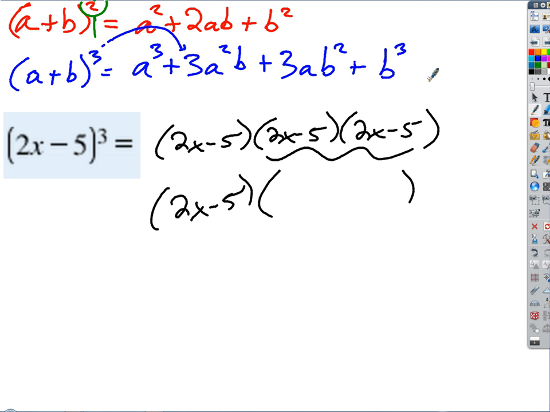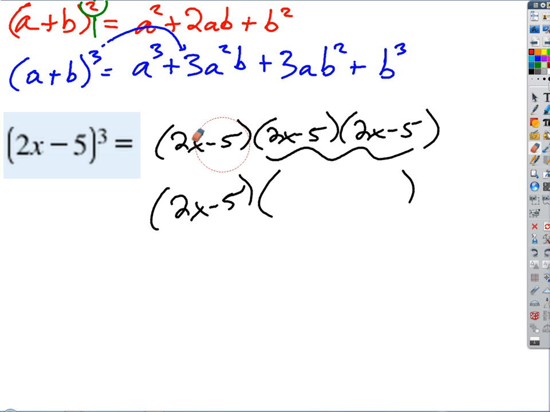How does that help us? Well, we could just plug in the values of A and B into that expansion pattern and get the answer, I think, more quickly. If you just know the expansion pattern, it's quicker to get to this big answer this way than by having to go through this multiplication process twice.